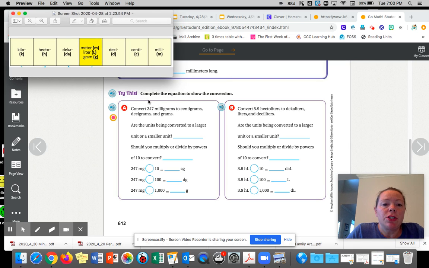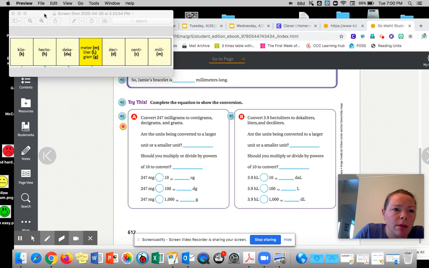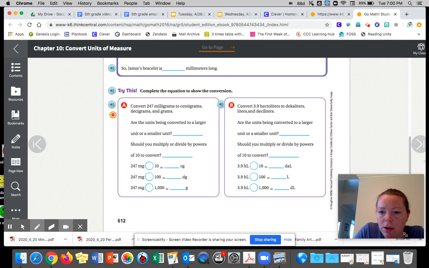So it says here, convert 247 milligrams. We have to think about where we're starting from. 247 milligrams. Actually, let me change my screen here a little bit because it's making that go away. Sorry, guys.